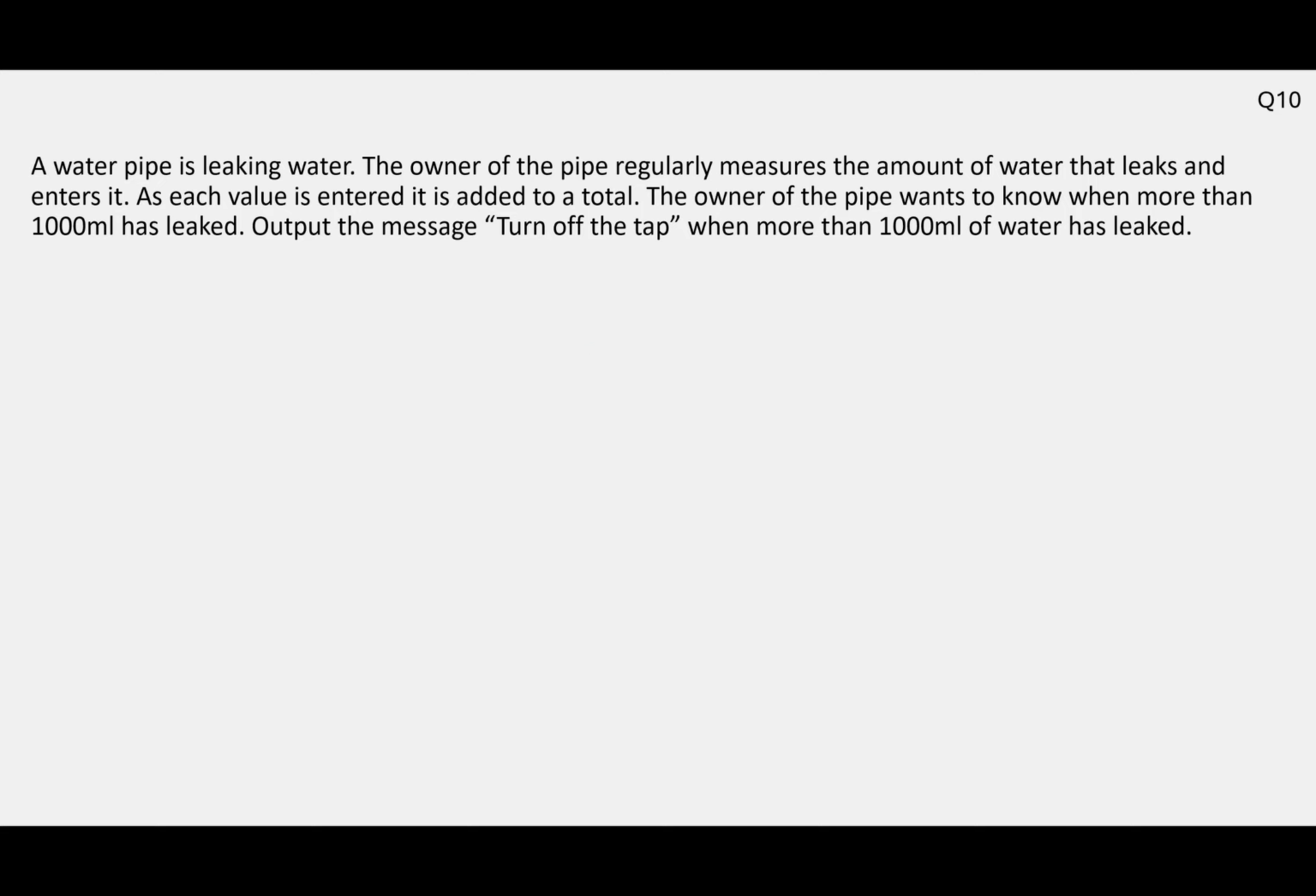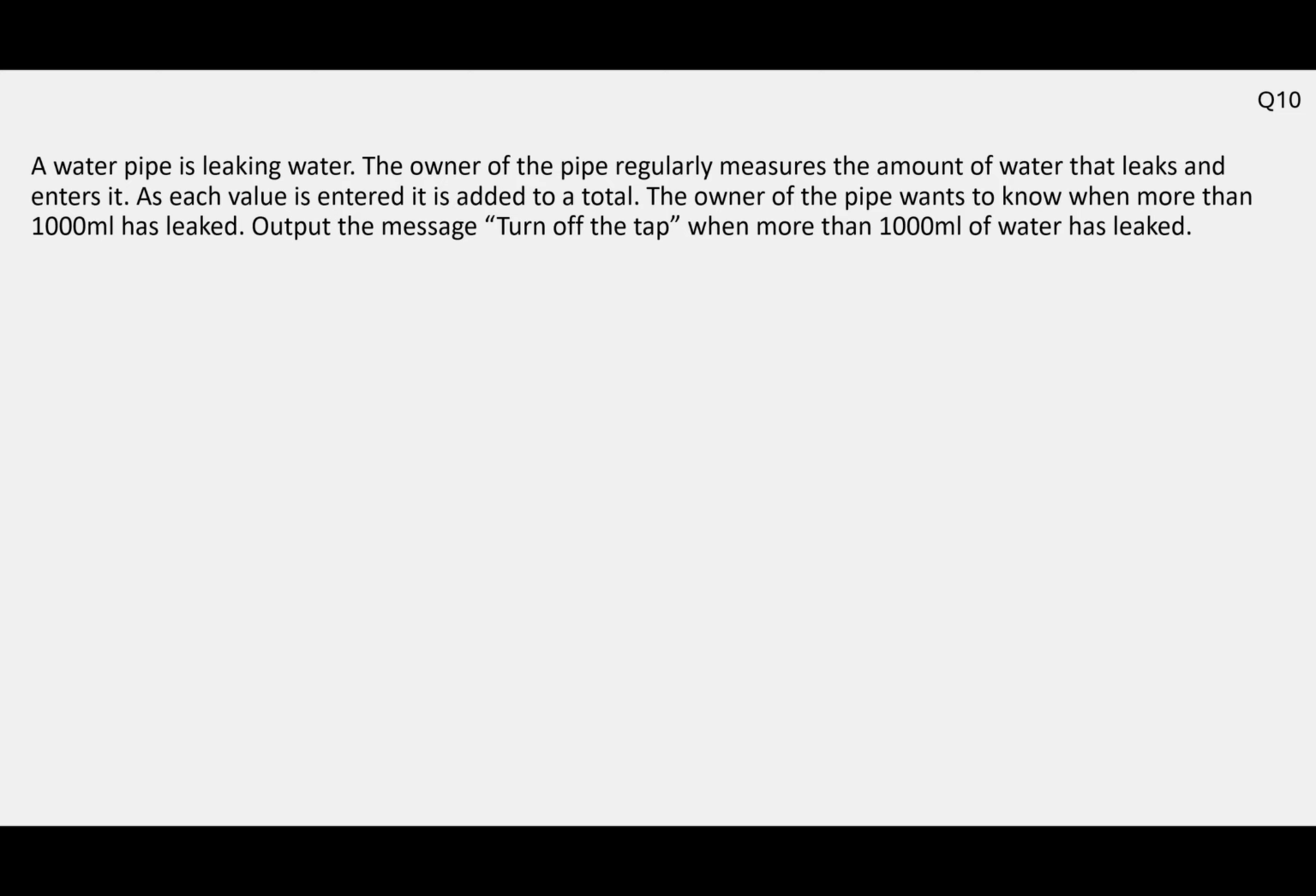Okay, question 10. A water pipe is leaking water. The owner of the pipe regularly measures the amount of water that leaks and enters it. As each value is entered, it is added to a total. The owner of the pipe wants to know when more than 1000 milliliters has leaked. Output the message, turn off the tap, when more than 1000 milliliters of water has leaked.